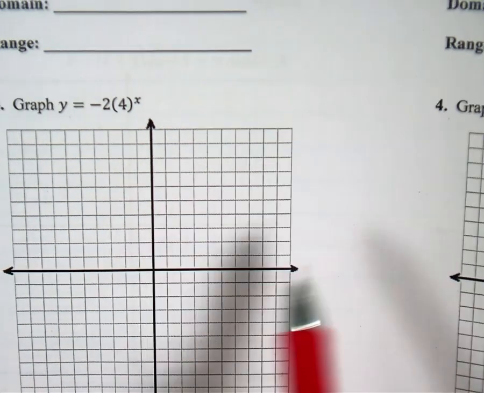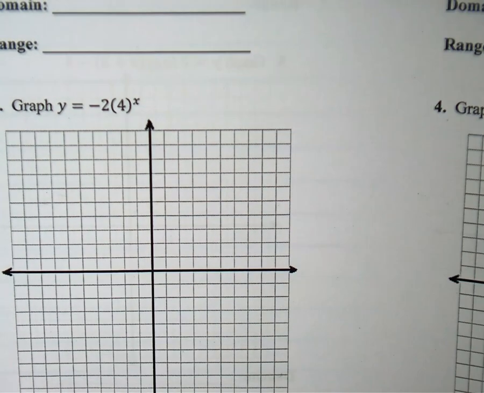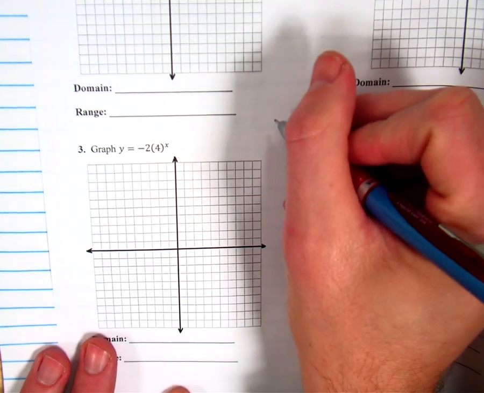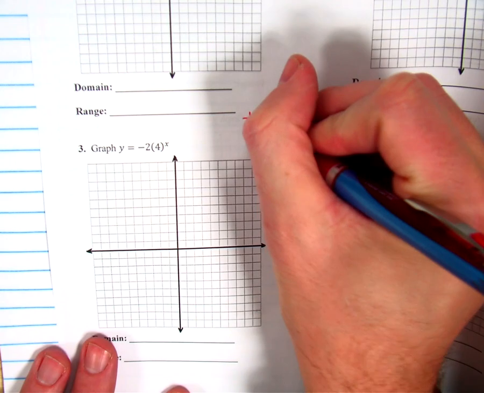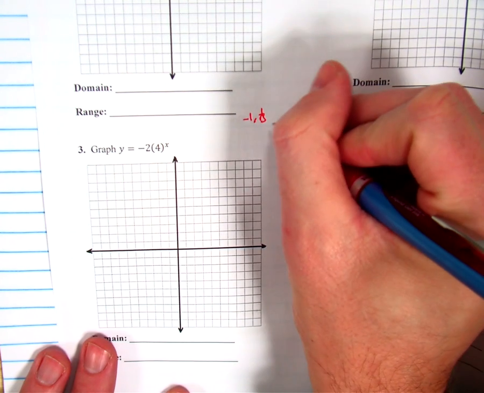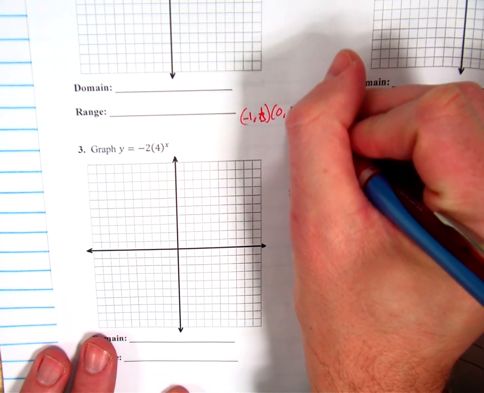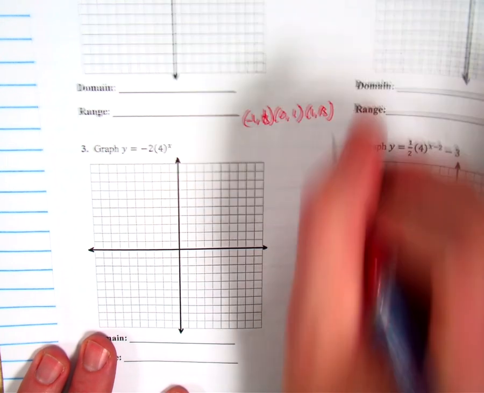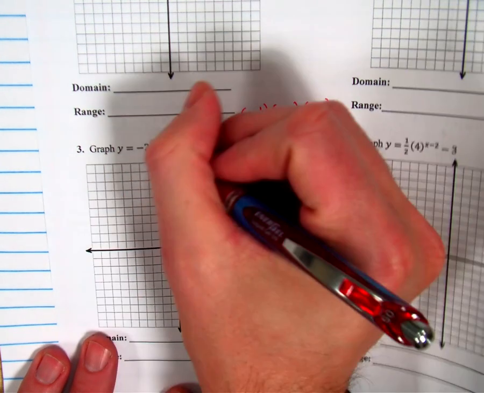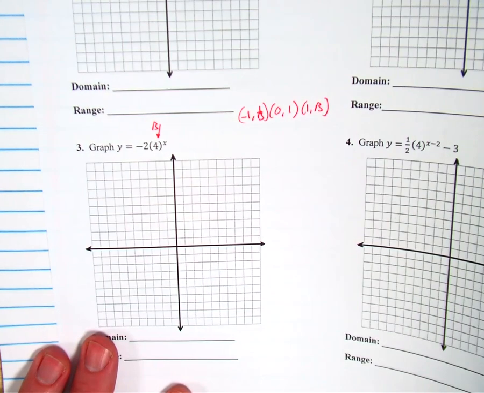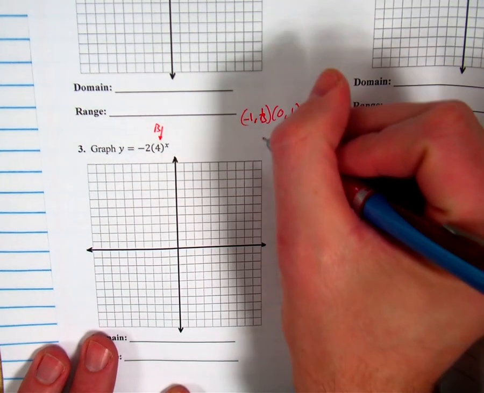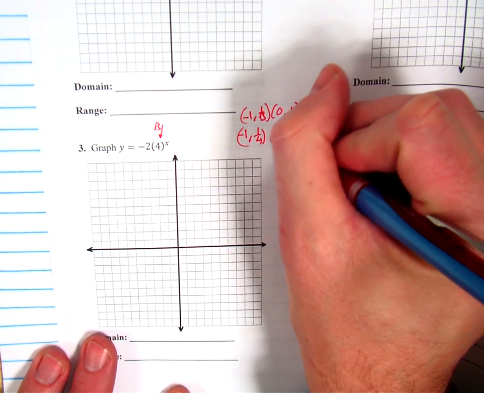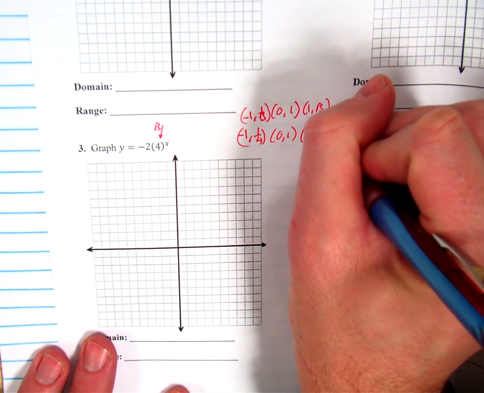You're going to need to make little sections for where to put your points for these problems. Remember that with exponentials, our points pattern is -1, comma, 1 over your b number, 0, comma 1, because anything to the 0 power is 1, and 1, comma b. Our b number is the one in parentheses that has the exponent. So our b number is 4. So we have -1, comma 1 over 4, 0, comma 1, 1, comma 4.